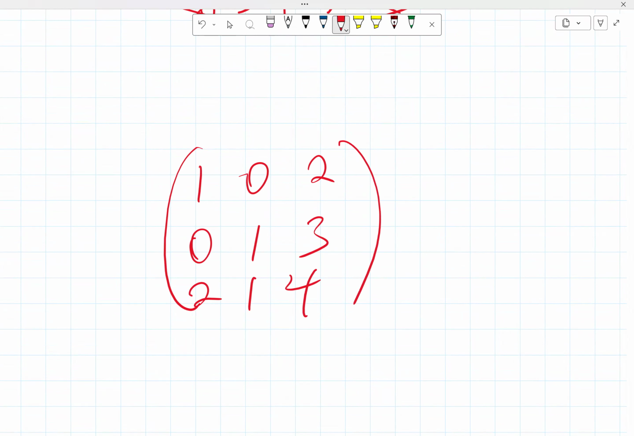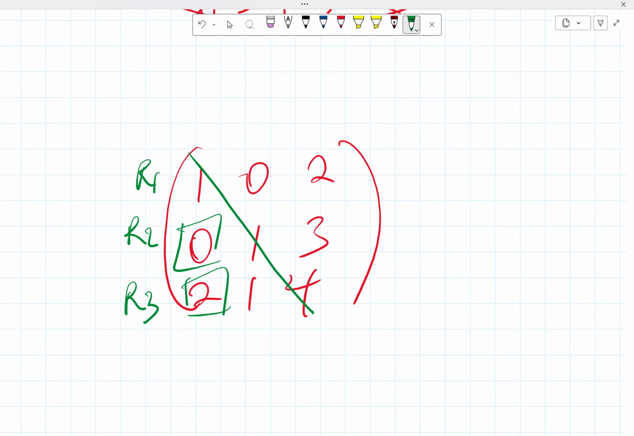102, 013, 214. So we want to find the rank of this matrix. So do row reduction as usual. So row 1, row 2, row 3. So this is one, we need this and this to be 0 first. Generally speaking, we want everything below this principal diagonal to be 0.